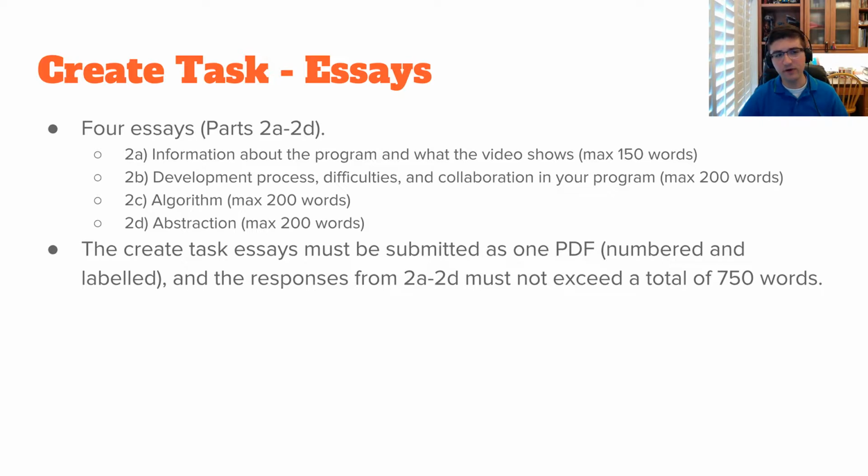So there's going to be 4 essays from A to D, and the first one's going to be about the program as a whole and then what the video shows. This is going to be around 150 words. B is going to be about the development process, difficulties, any collaboration you had in your program, around 200 words. The third one's going to be about the algorithm, and we've mentioned the algorithm a couple times until now. This is going to be around 200 words, and then finally the abstraction, which is again going to be around 200 words.